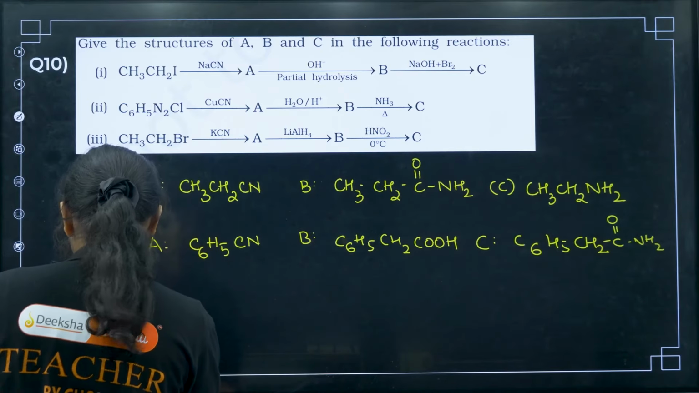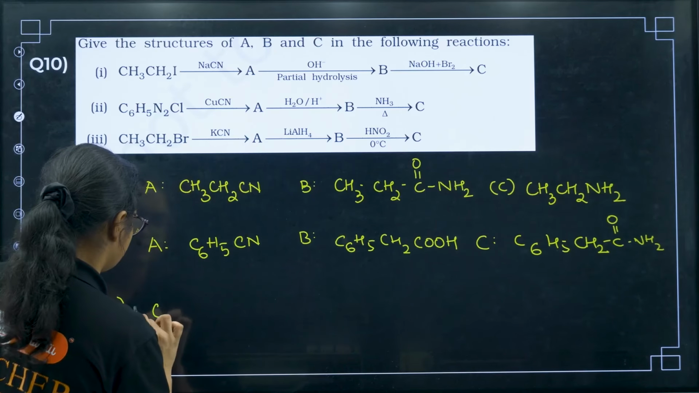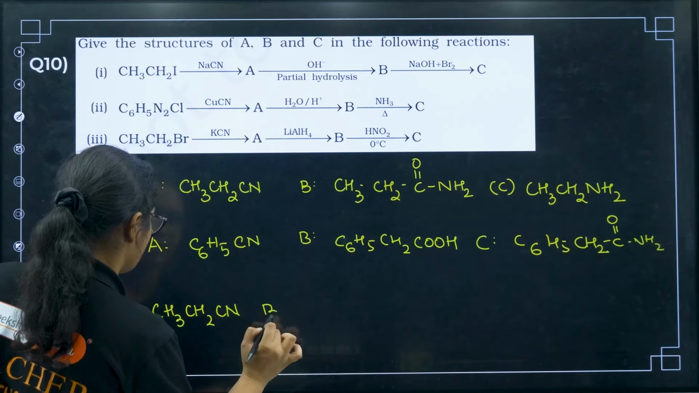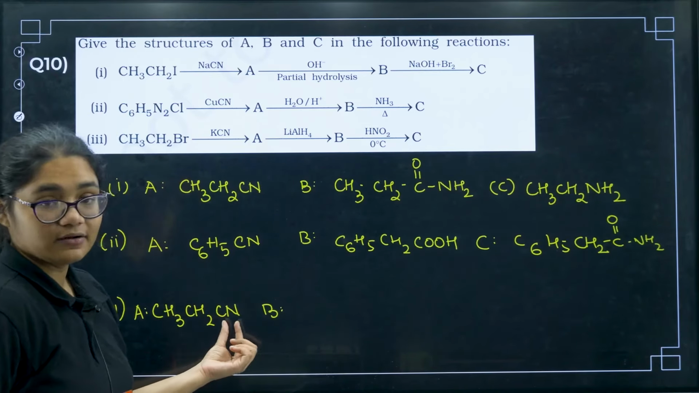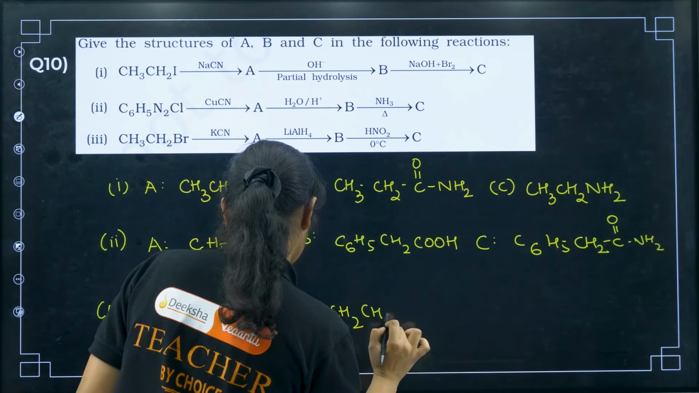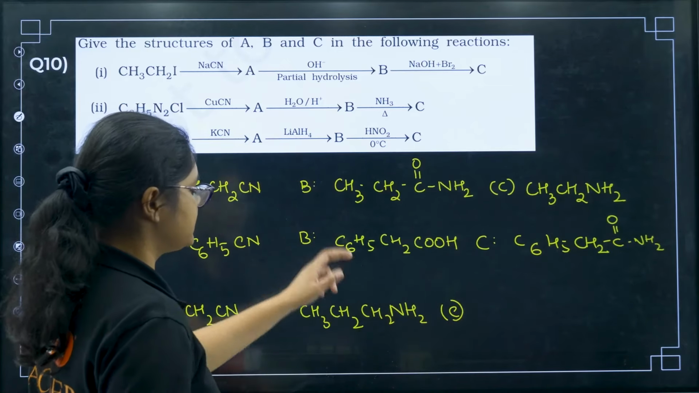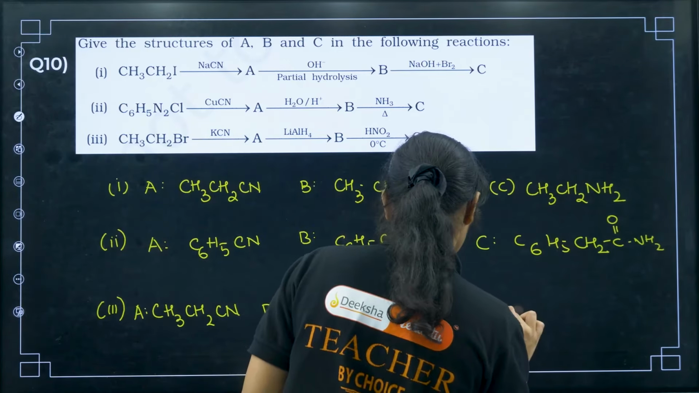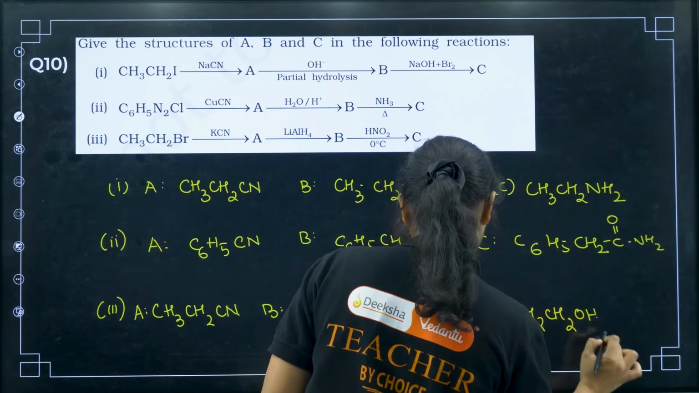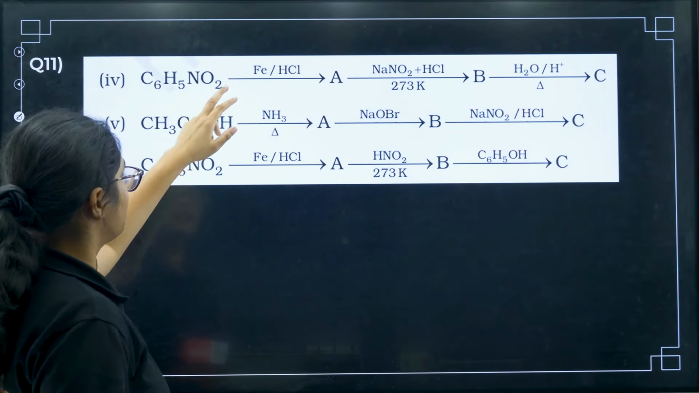Okay. Next, the third one here is we have CH3CH2Br with KCN. It will give you CH3CH2CN. Okay. Then B, lithium aluminum hydride, will reduce this to CH3CH2CH2NH2. Next, C: with nitrous acid, this one will get converted to alcohol. You will have CH3CH2CH2OH. Okay, clear?